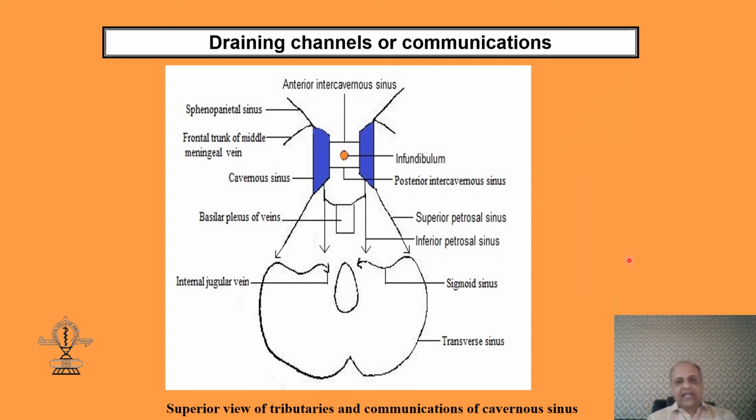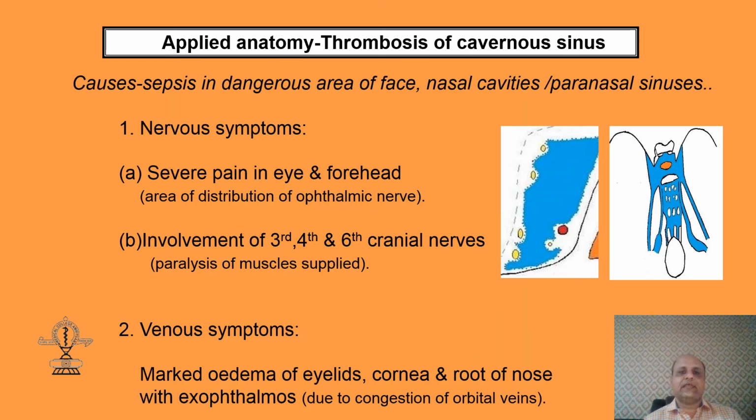Now look at this diagram once again. Here we see the superior petrosal sinus, inferior petrosal sinus, anterior and posterior intercavernous sinuses. And we also see some incoming channels from the meninges, the sphenoparietal sinus, and the frontal trunk of middle meningeal vein. So this diagram, students, you need to practice to get better marks in the examinations. And so kindly don't ignore practicing this diagram.